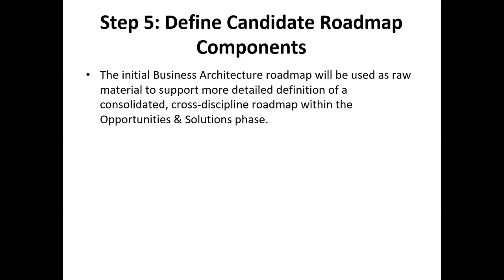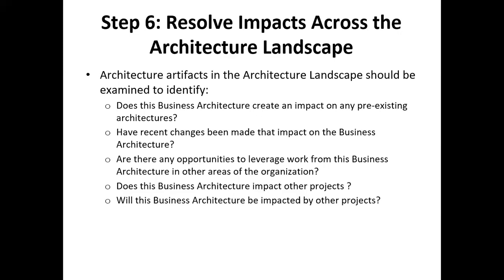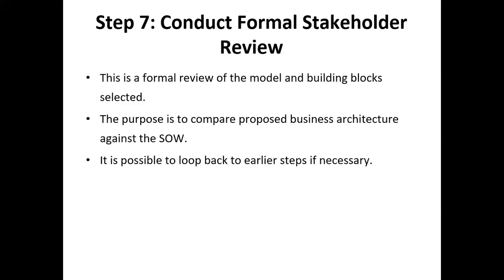Now, step number 5, define the architecture roadmap components. Candidate architecture roadmap components. Now, what is candidate? If you remember, I told you that it is something which is not approved. Now, next one, step number 6, resolve any impact across the architecture landscape. Step number 7, you call for a stakeholder review and find out anything to be changed.